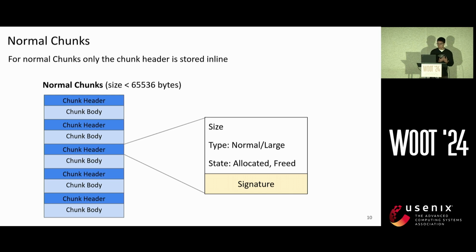And this chunk header has 3 fields: the size of the chunk, the type of the chunk, whether it's a normal chunk or a large chunk, and the state of the chunk, whether it's allocated or freed, and then also the signature protecting that chunk header.